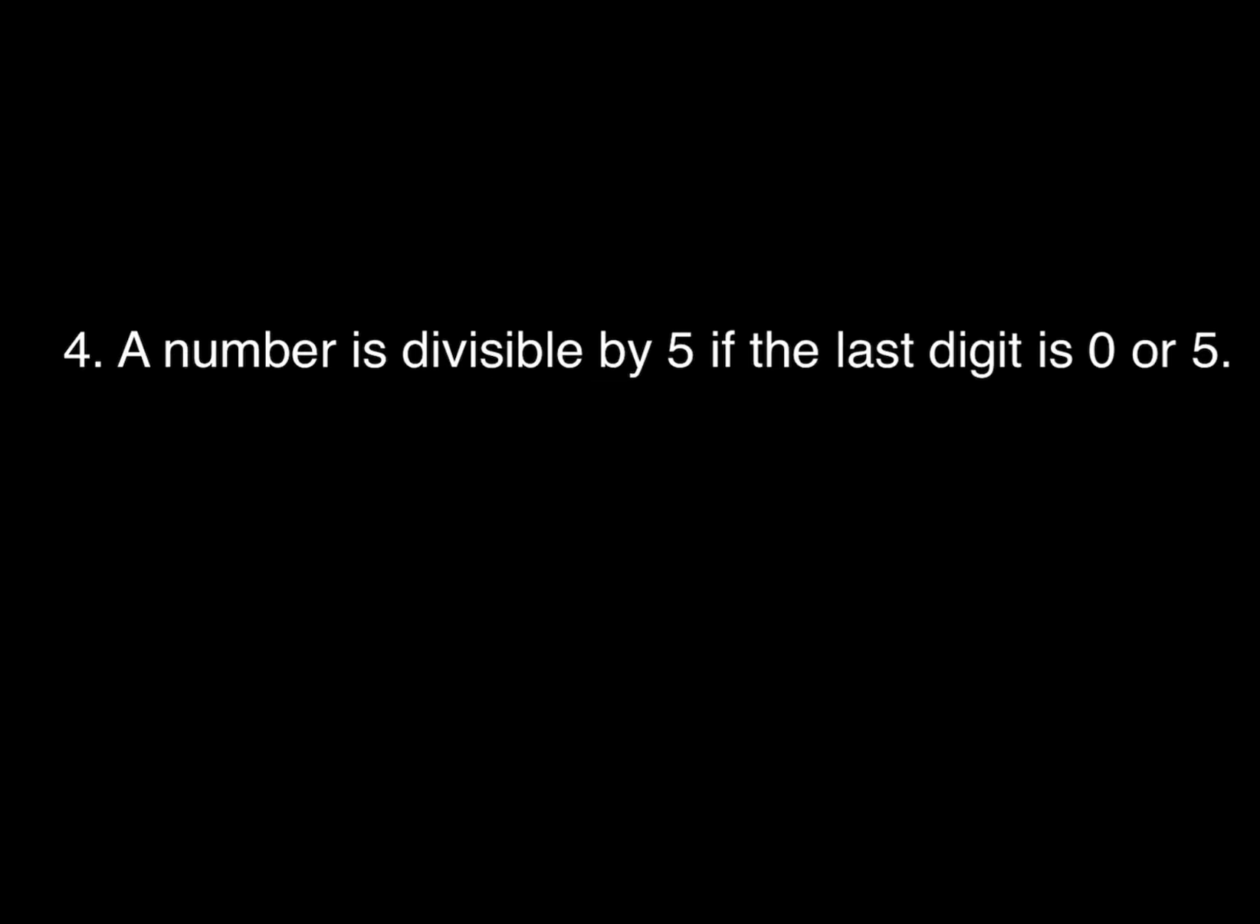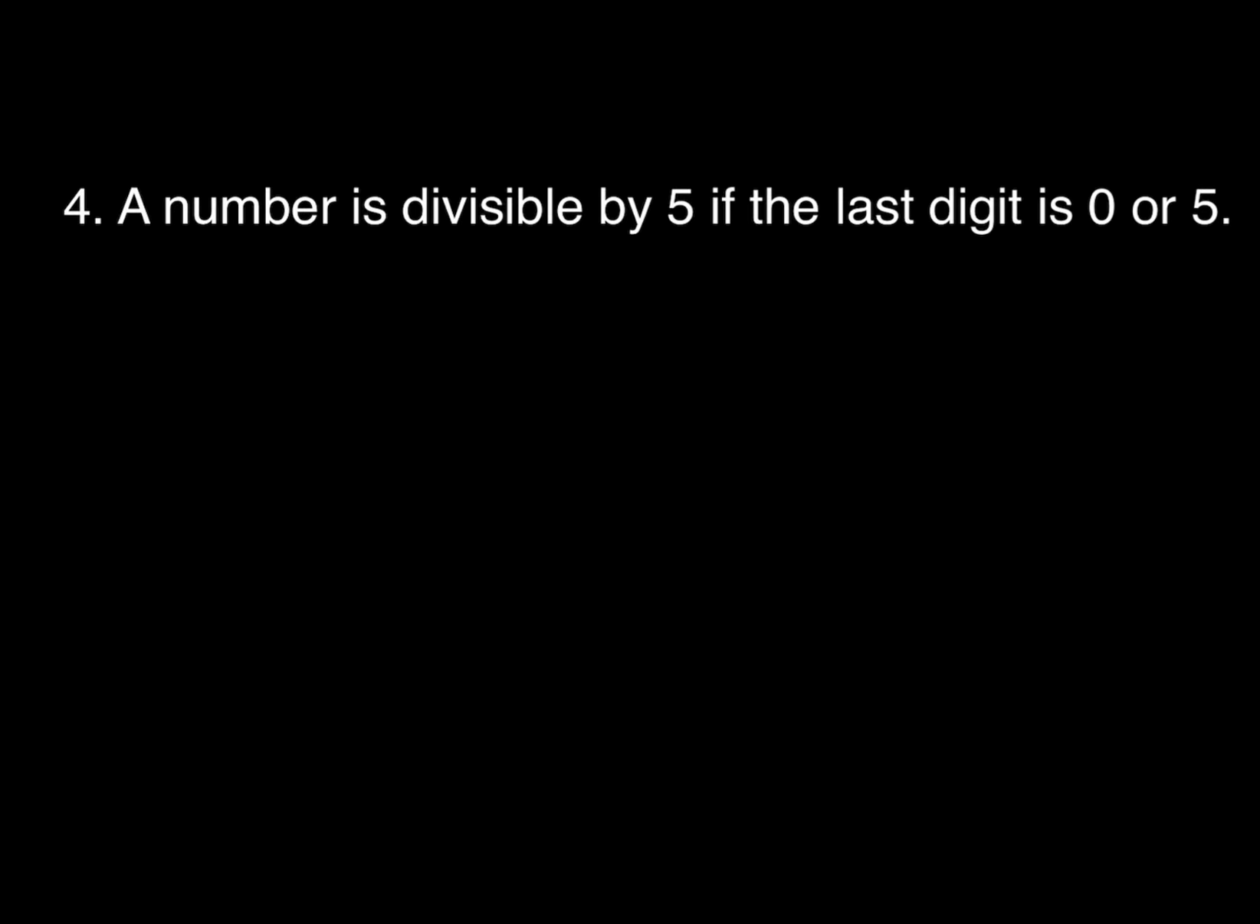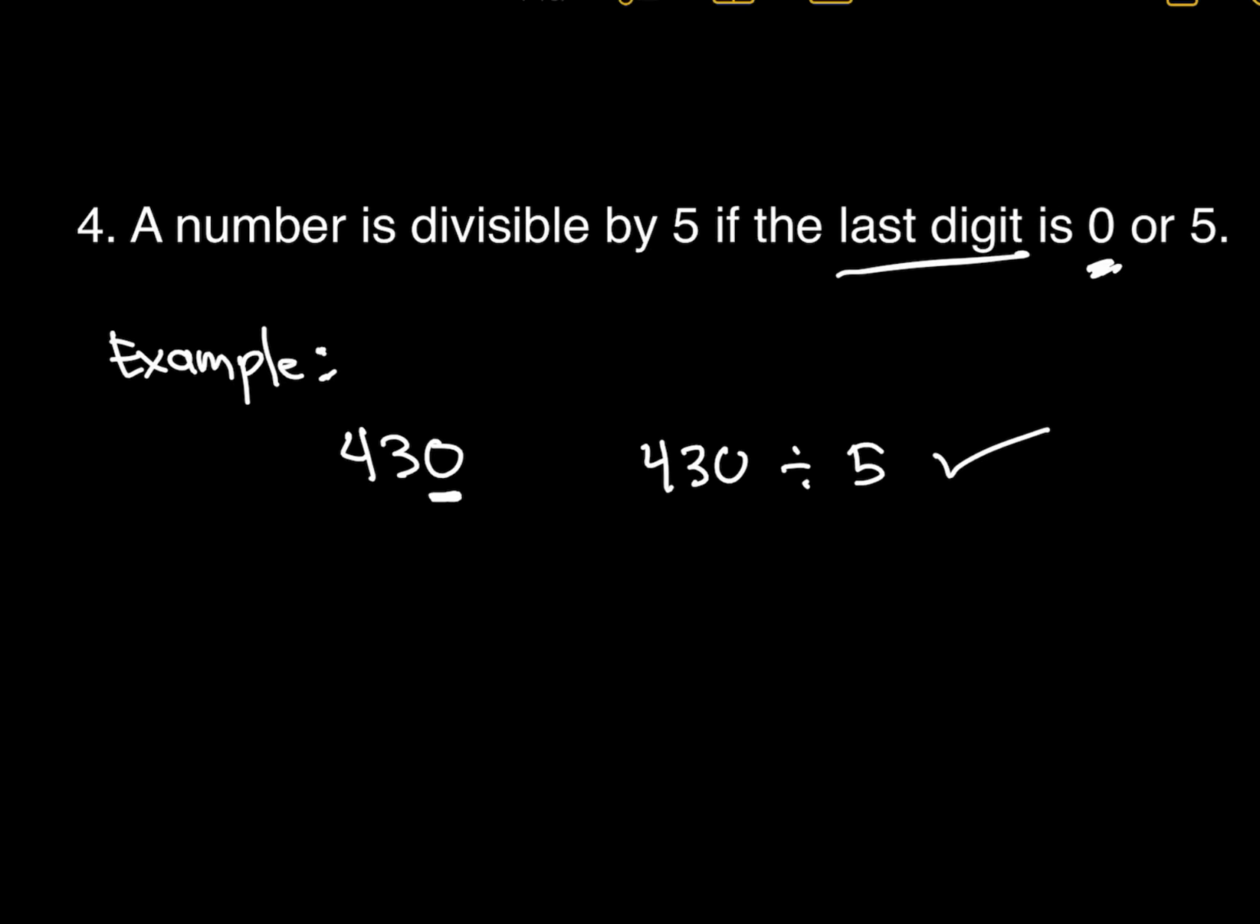And the next rule is a number is divisible by 5 if the last digit is 0 or 5. This one is a little bit easier to remember. Whatever number you have, as long as it ends with 0 or 5, then that number is divisible by 5. For example, if you have 430, it ends with 0. Therefore, 430 is divisible by 5. As simple as that.